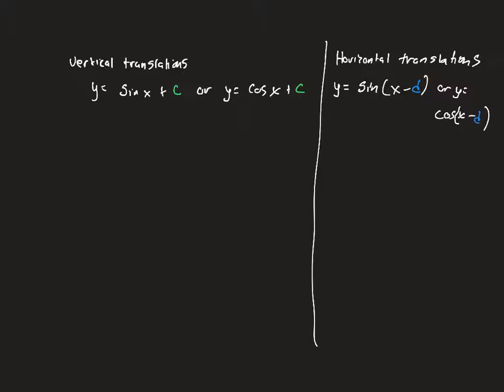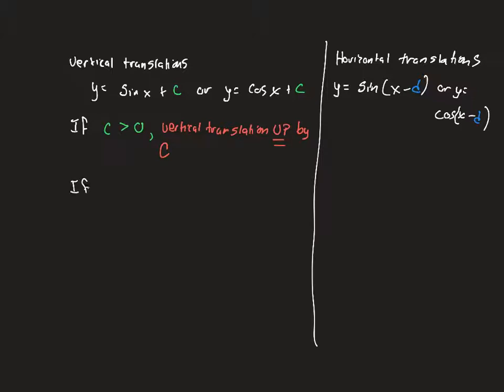If, for instance, c is greater than 0, this means my graph is moving upwards. So there's a vertical translation up by c. Okay? Basically, that means my graph is going up.